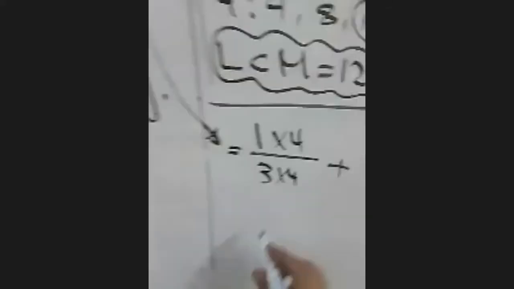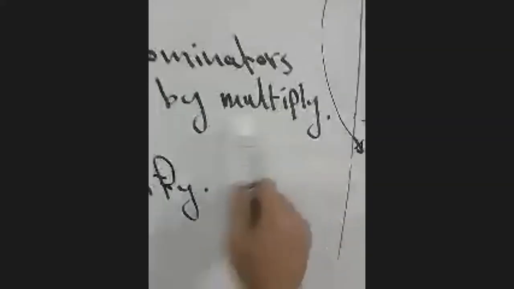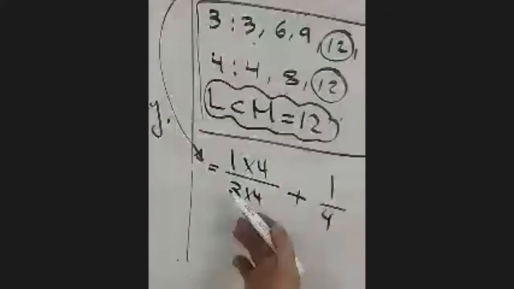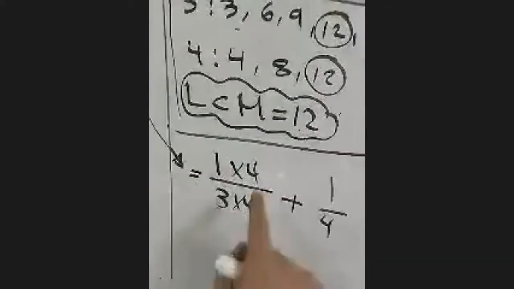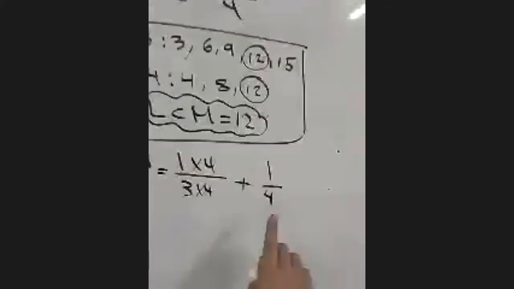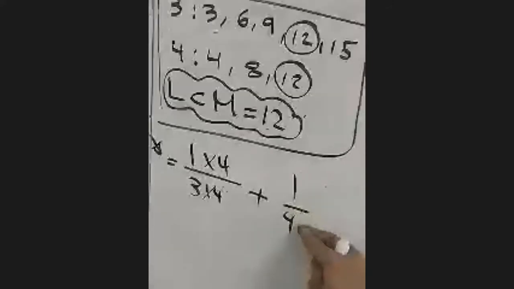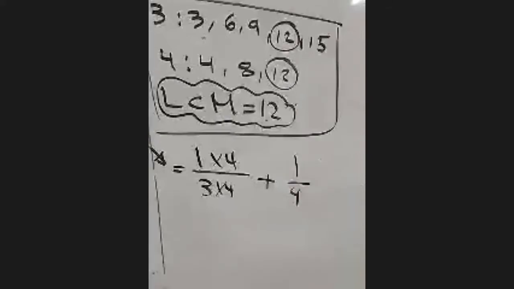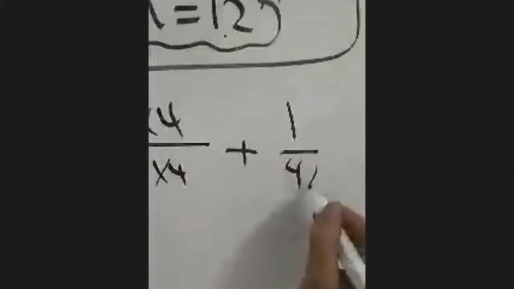That's why I wrote for you here, make the denominators to be the least common multiple by multiplying. So the 3 becomes 12 by multiplying with 4. And if you multiply down, you need to multiply up with the same number. Same with the 4 now. How does the 4 become 12? By multiplying the 4 with the 3. So here up and down, I'll multiply with the 3.